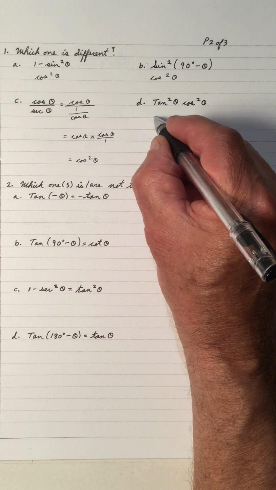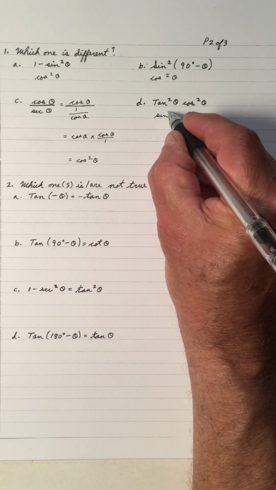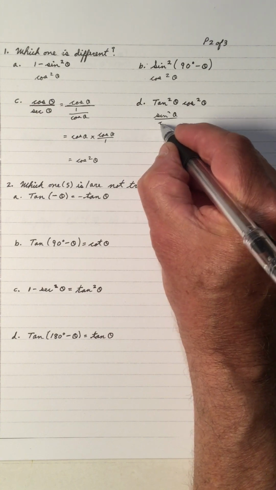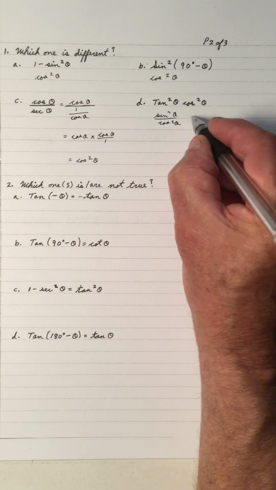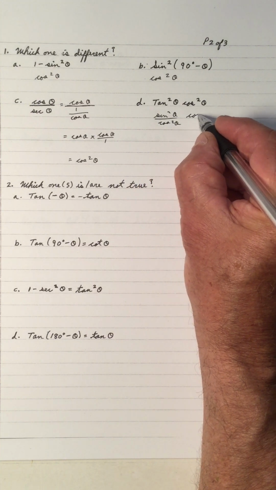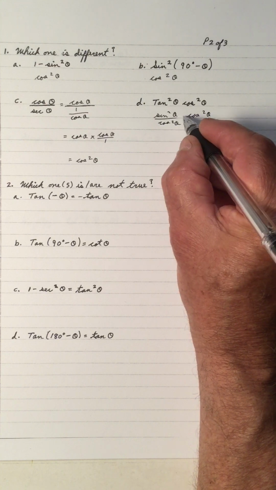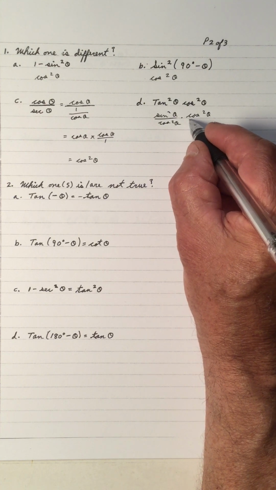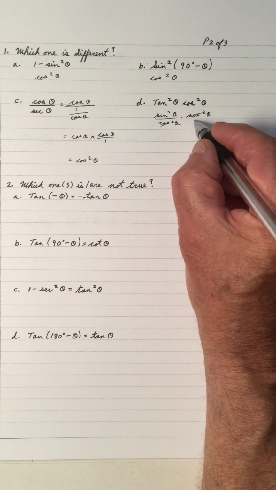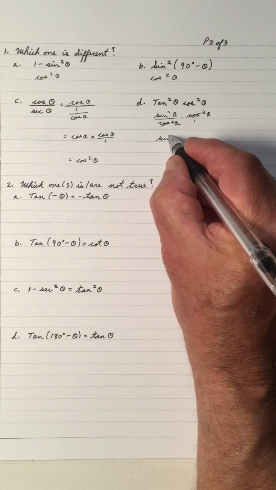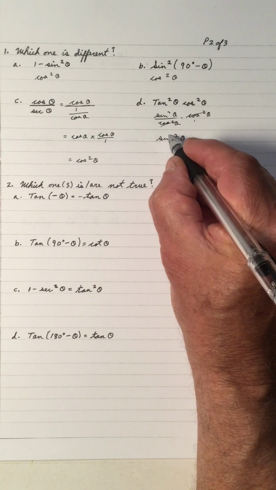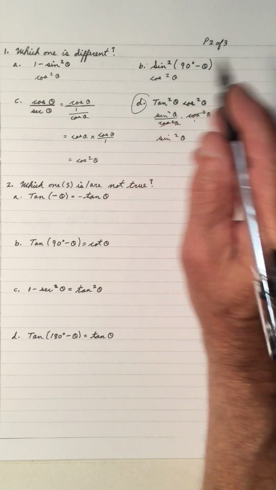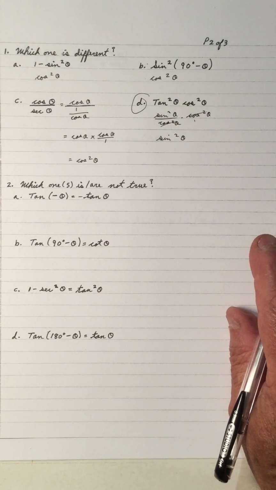Tan squared is sine squared over cos squared theta. And we have cos theta understood to be a multiplication in between. Because we're multiplying, we can cancel, and we get sine squared theta. So which one is different? D is the one that's different here.